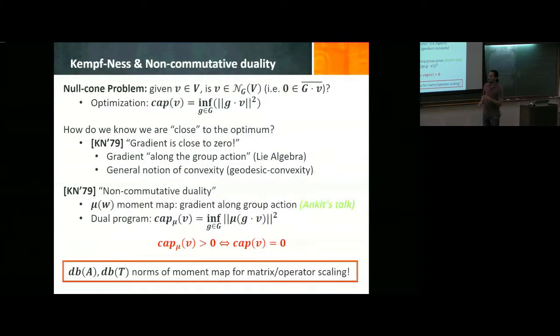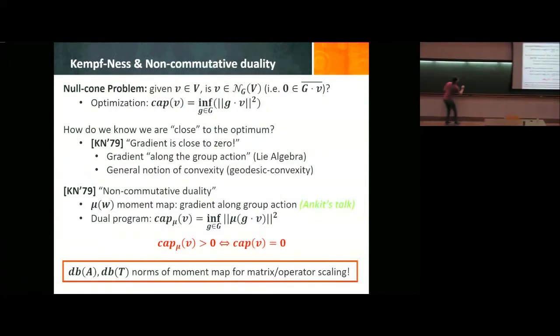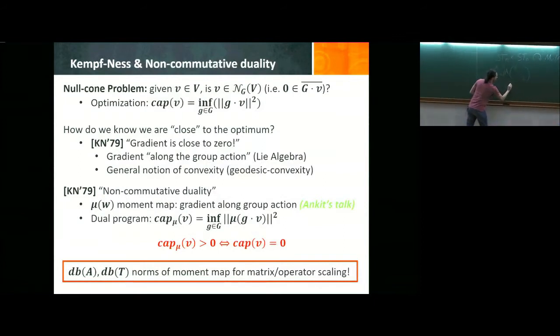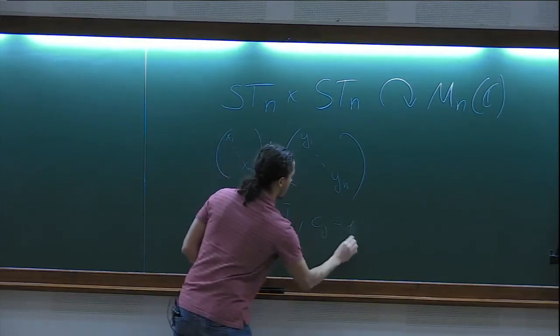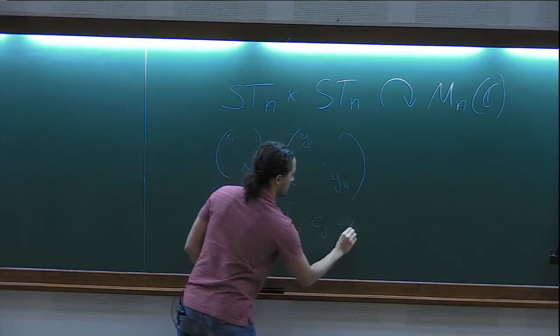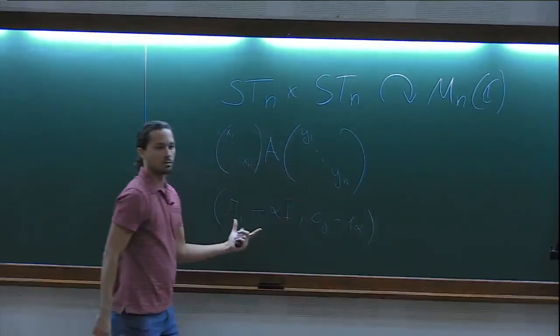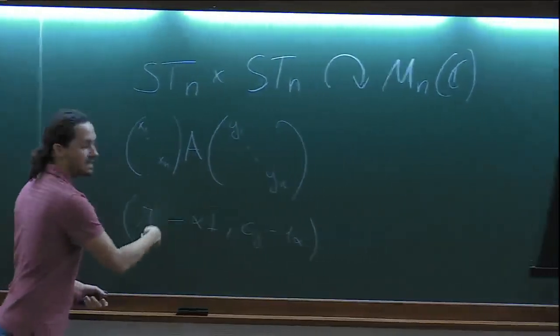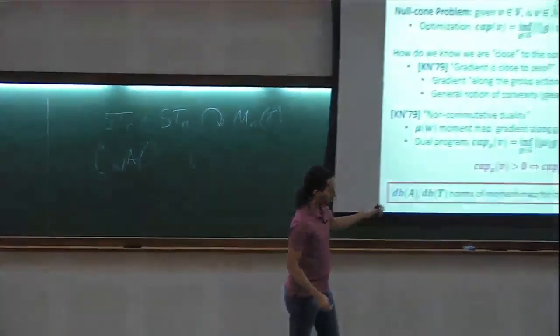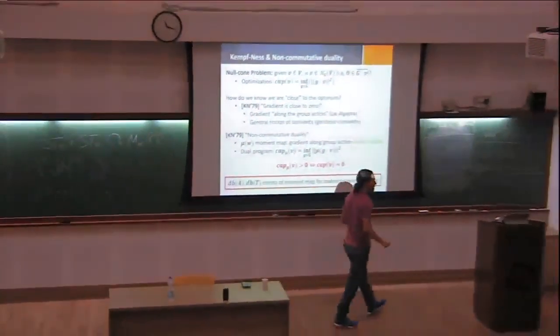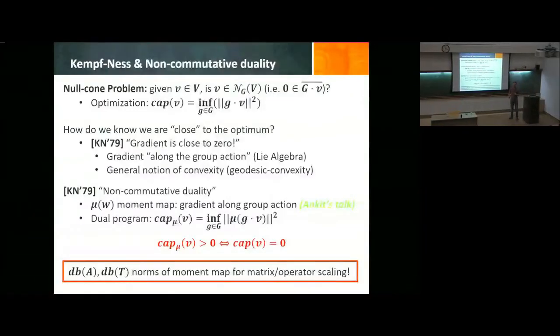Because remember, when Ankit computed the moment map for this action, it was something like this vector rho I minus alpha times the all ones vector, right? And then you have column J minus the all ones vector, same alpha, right? And if you remember, this is exactly the condition that we have for being close to doubly balanced. So from Ankit's talk, you can see that these doubly balanced conditions are the norms of the moment map.